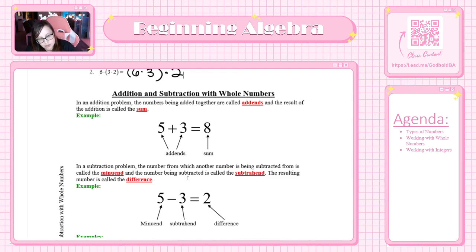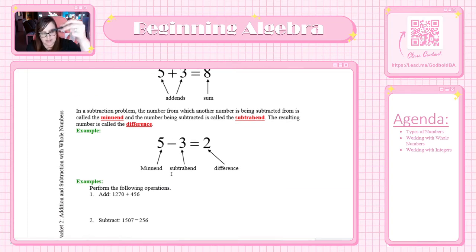But when it comes to subtraction, the first number is called the minuend, and the second number is called the subtrahend. Okay, minuend and subtrahend. And then the result is the difference. So the difference between 5 and 3 is 2. Remember, because the order in which you do them is important, they have different names, the minuend and subtrahend.